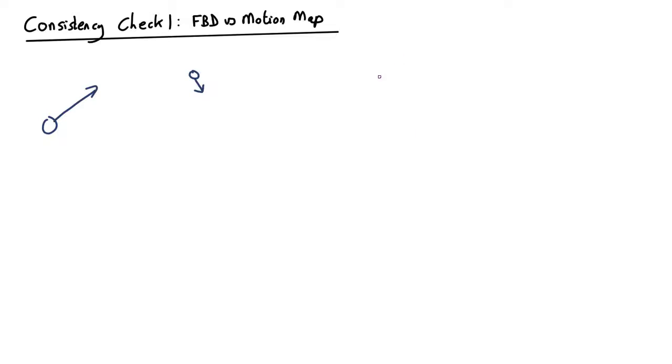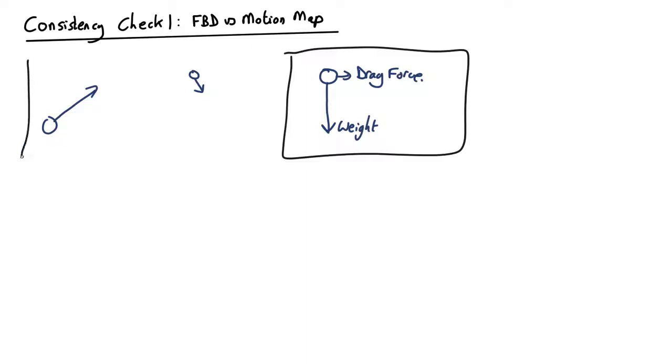How about our free body diagram? So the free body diagram, let's assume that the forces are constant over this whole arc, and let's assume that there's going to be a weight and a drag force. Now let's just assume that's what you came up with. You've done your models and you've got your free body diagram here and your motion map over there. Let's check these for consistency.